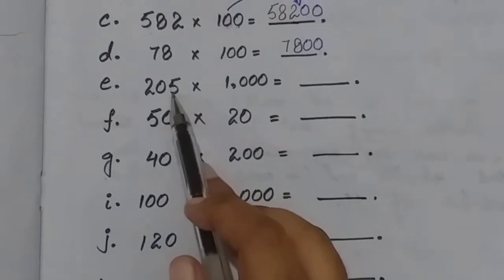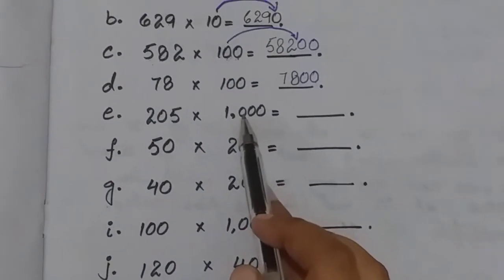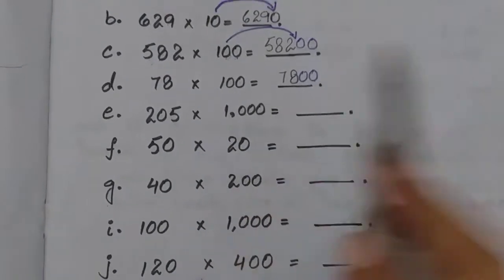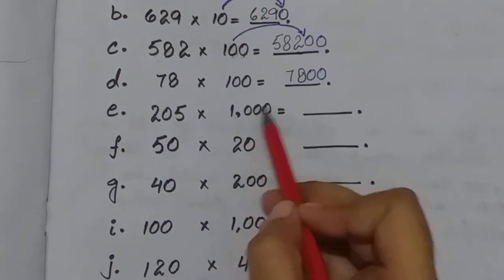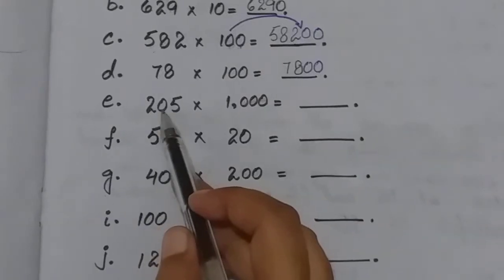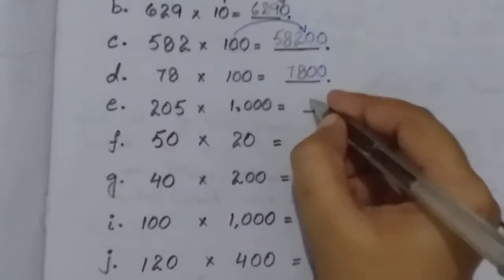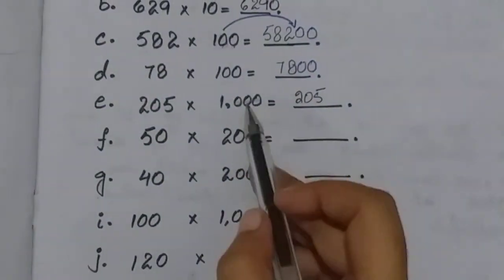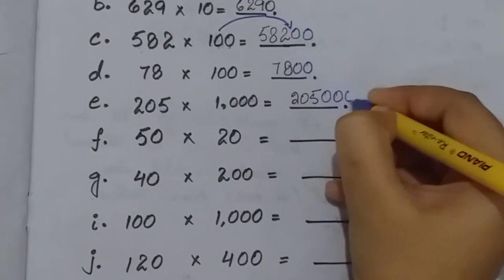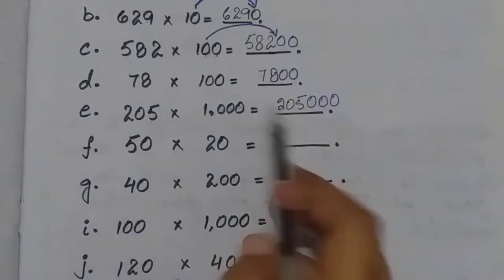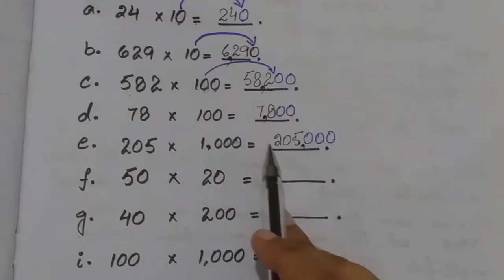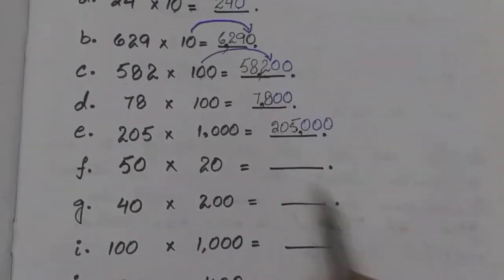We are given 205 multiplied by 1000. Here you can see we have three zeros in the multiplier. The multiplier is 1000 in which we have three zeros. Again by following the same trick we will ignore these three zeros and find the product of the remaining numbers, that is 205 multiplied by 1, that will be 205. Now what we will do? We will place these three zeros at the end of our product, that is 000. So we have found 205 multiplied by 1000 is equal to 205,000. Now let's move to the other example.